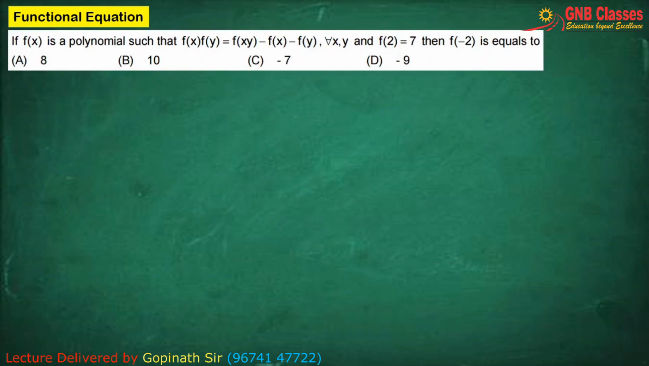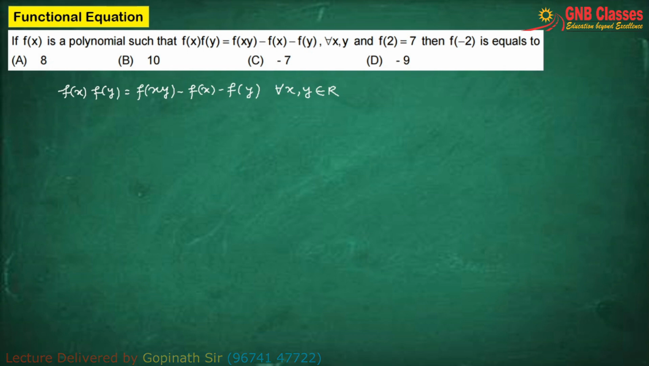See this question: if f(x) is a polynomial such that f(x) into f(y) equals f(xy) minus f(x) minus f(y), this functional equation is true for all x, y belongs to real numbers. Okay, so in place of x and y you can put anything. So how to do this problem? How to start this problem?